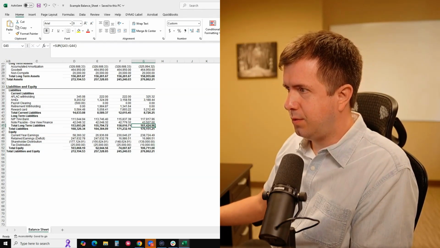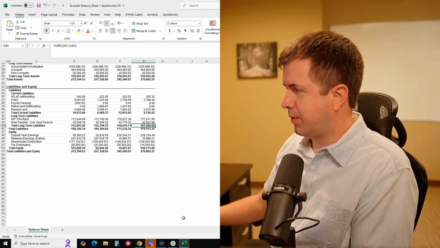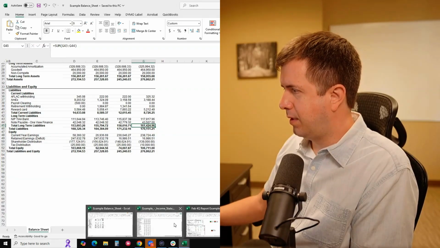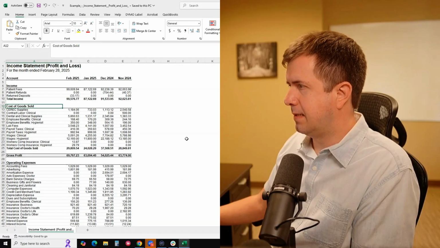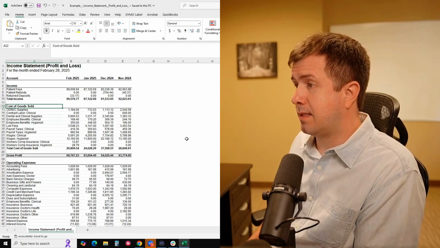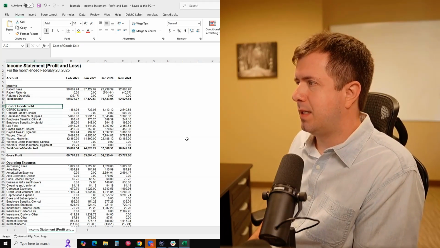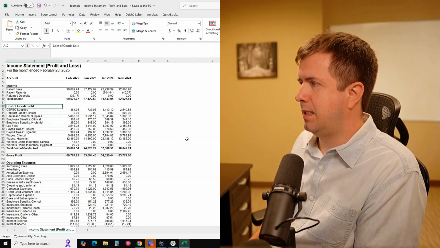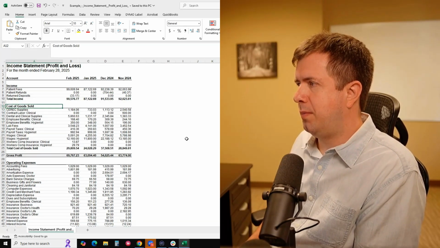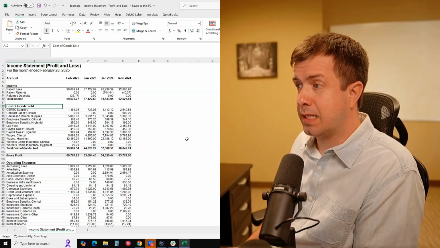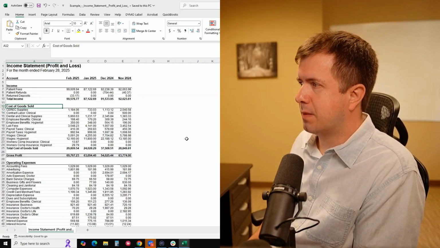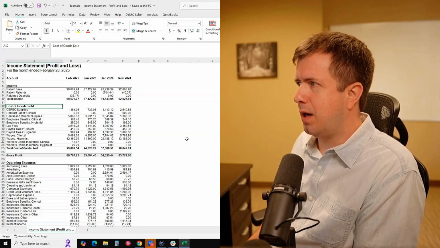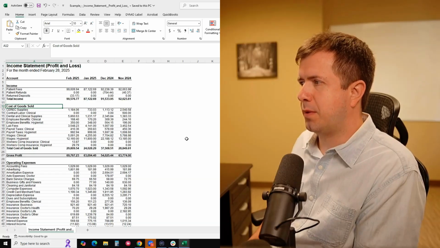Let's move over to the income statement, which a lot of people are going to think is way more fun. The way the income statement works is where the balance sheet is a snapshot in time, the income statement is telling a story. It is the activity over a period of time. It's not snapshots, it's activity. So on the income statement or the profit and loss, whatever you want to call it, it's a review of what's happening with the practice.